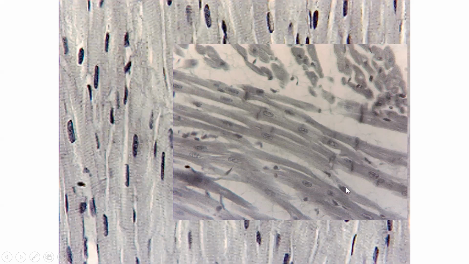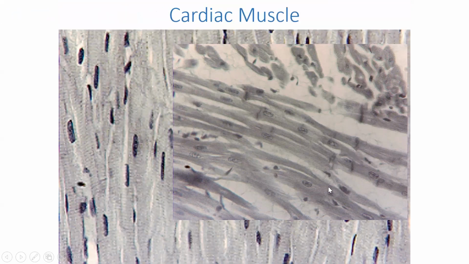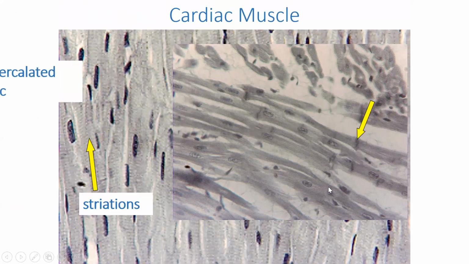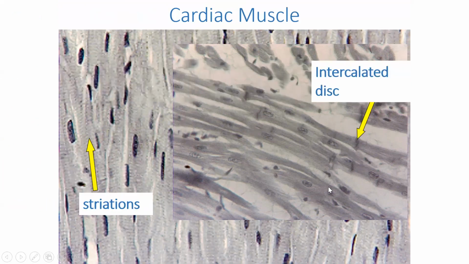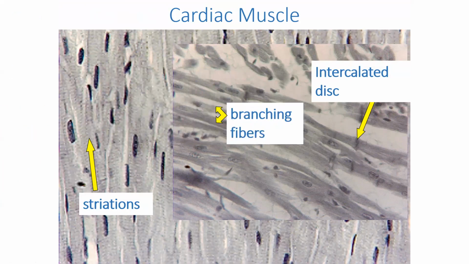These are very easy to spot over here though. Anyway, cardiac muscle: striations, intercalated disc. The disc has gaps in them that allow the electrical signals to pass through rapidly. Branching fibers there. And then these are the individual nuclei there.